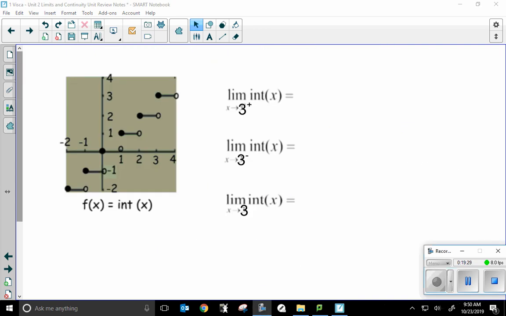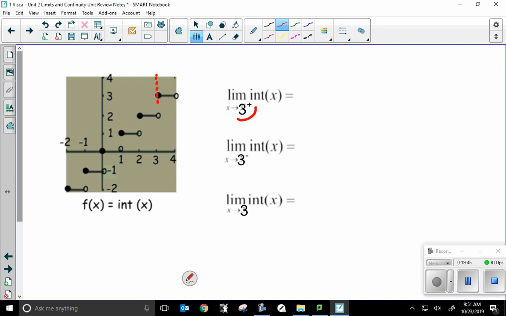All right, let's take a look at this step graph. It's the int function. The limit as x approaches 3 from the right, this little plus thing here, 3 from the right. Here's where x is equal to 3. As I approach it from the right side, it looks like it's approaching right here, a y value of 3. That's what the coordinate looks like it's approaching, a y coordinate of 3.